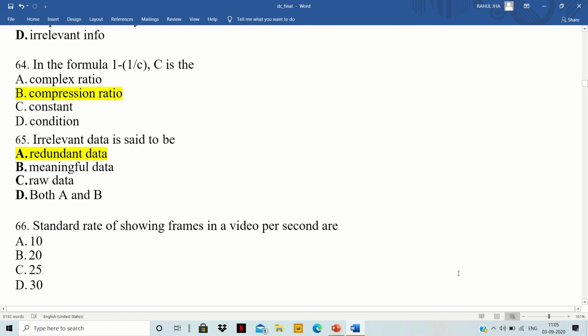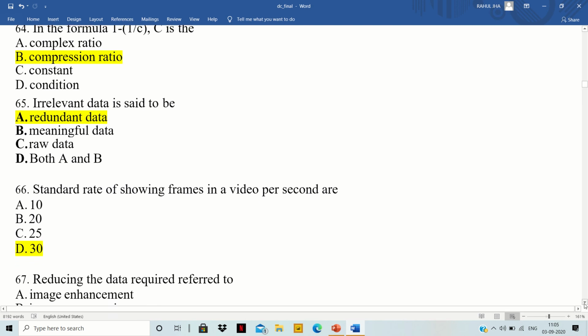Next question. The standard rate of showing frames in a video per second is: option A is 10, option B is 20, option C is 25, and option D is 30. So the right answer will be option D, which is 30.